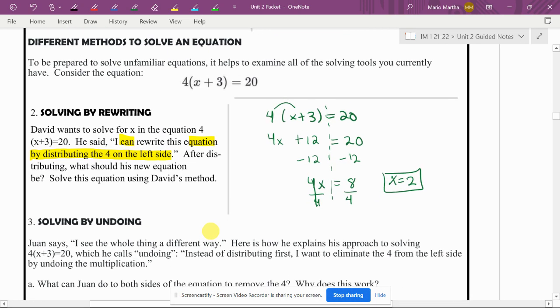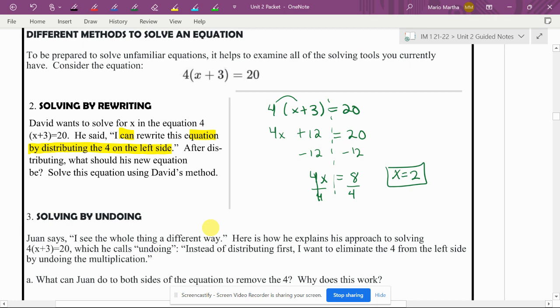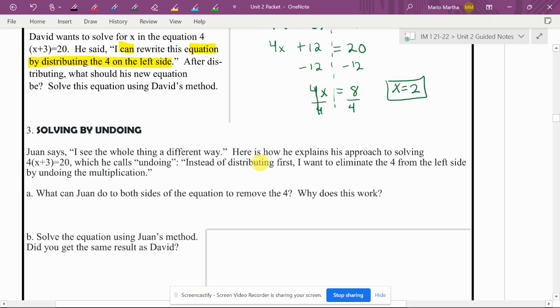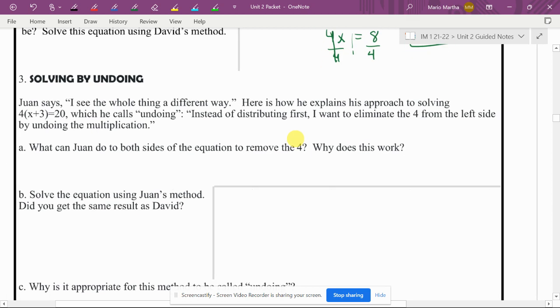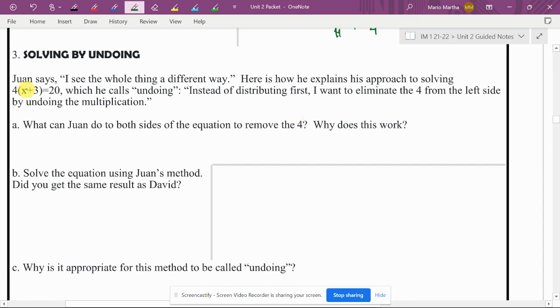All right, and that's our first method, solving by rewriting. Our second method is called solving by undoing. So it says Juan says, I see the whole thing in a different way. Here's how he explains his approach to solving 4 times x plus 3 equals 20, which he calls undoing. Instead of distributing first, I want to eliminate the 4 from the left side by undoing the multiplication.